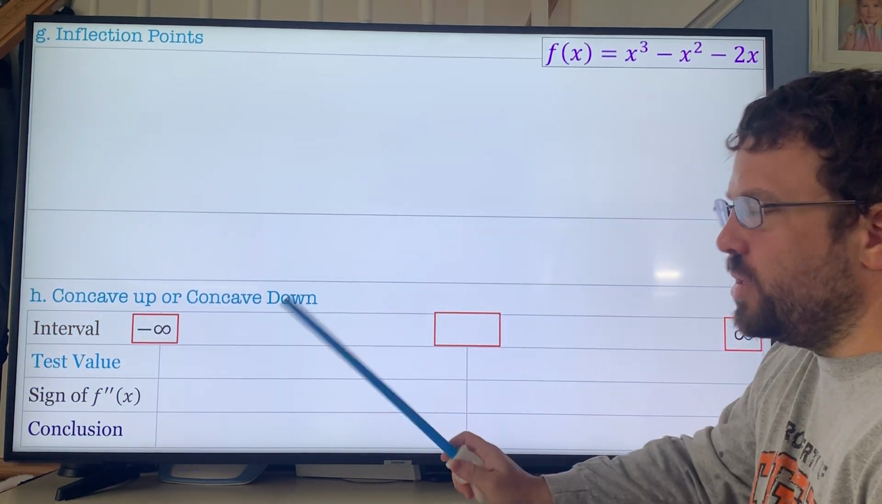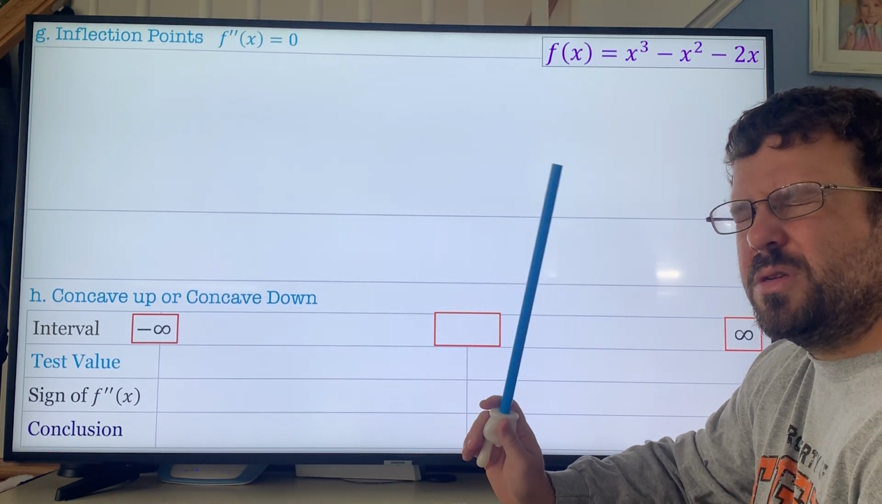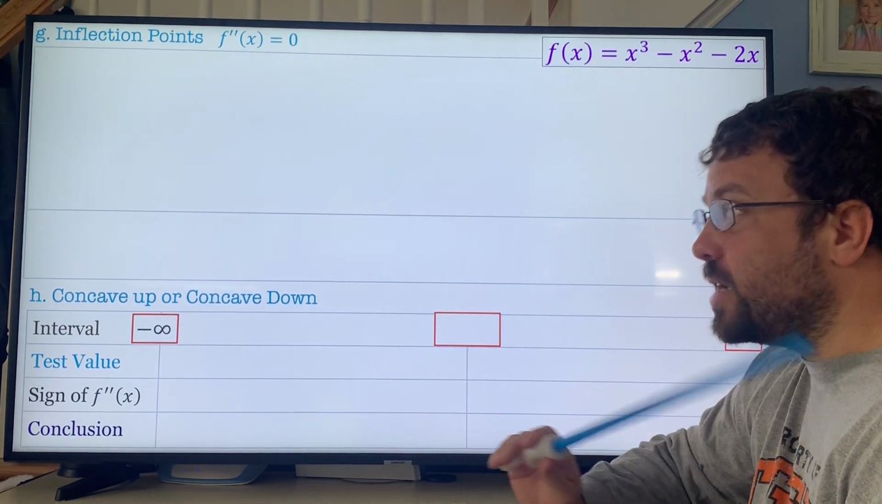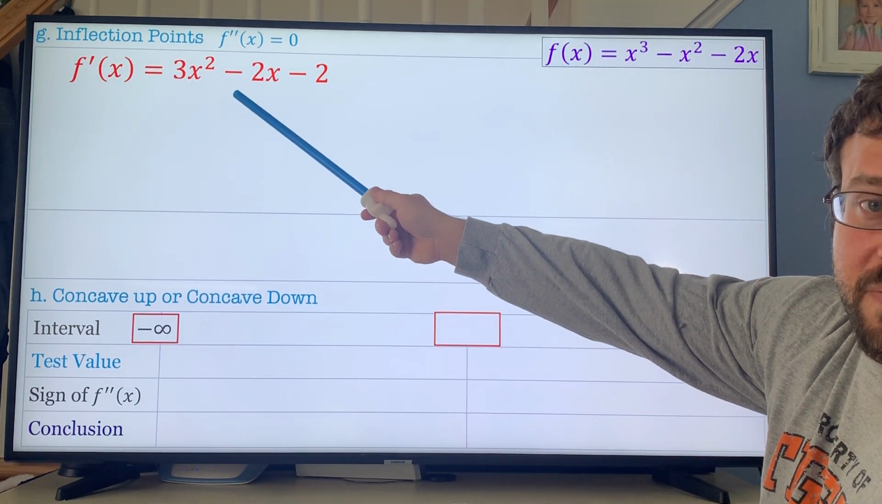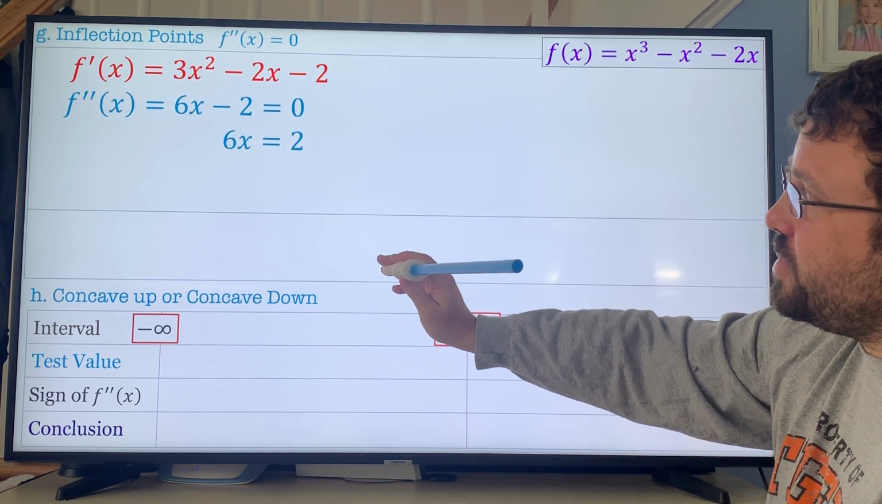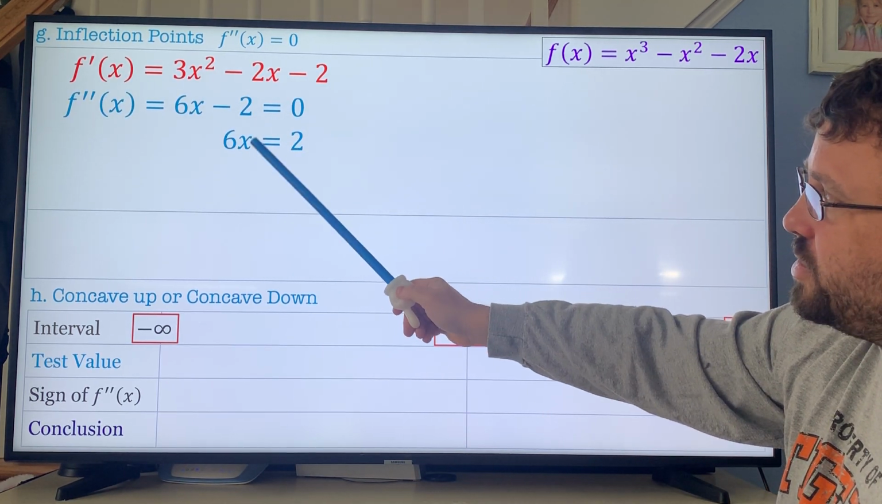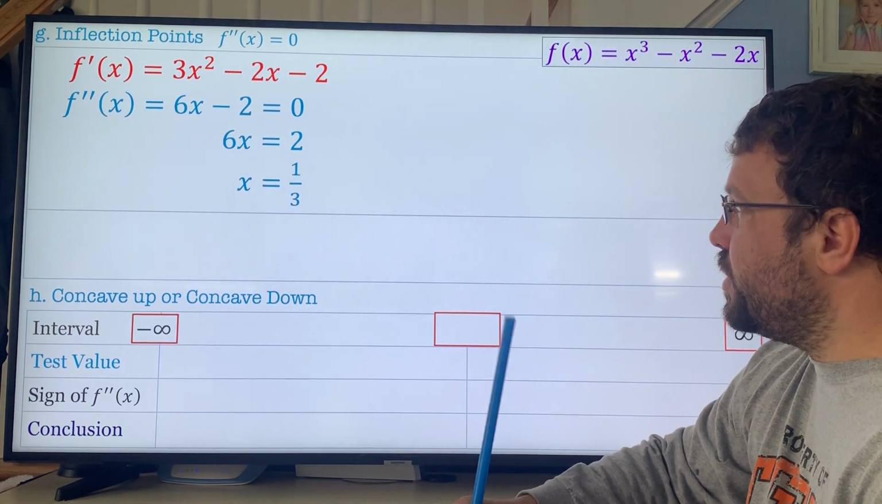Now, inflection points. Go. Set f double prime, or the second derivative, equal to 0. There's your first derivative we found from the previous answer. Derive it: 6x minus 2 equals 0. 6x equals 2, because I added 2 to both sides. Divide by 6 and you get x equals 1/3, or 0.333.